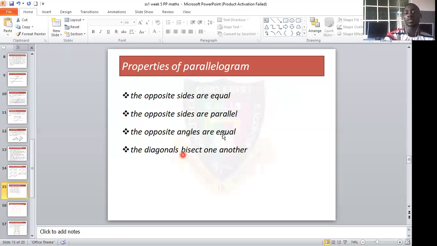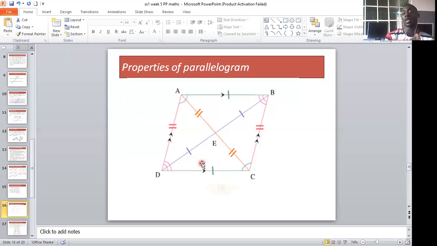Either side of the diagonal must be equal to the other side. That is, these are the diagonals AC and BD, and they meet at the point E. So AE must be equal to CE, and BE must be equal to DE. So it is easy to now follow all those steps like that.